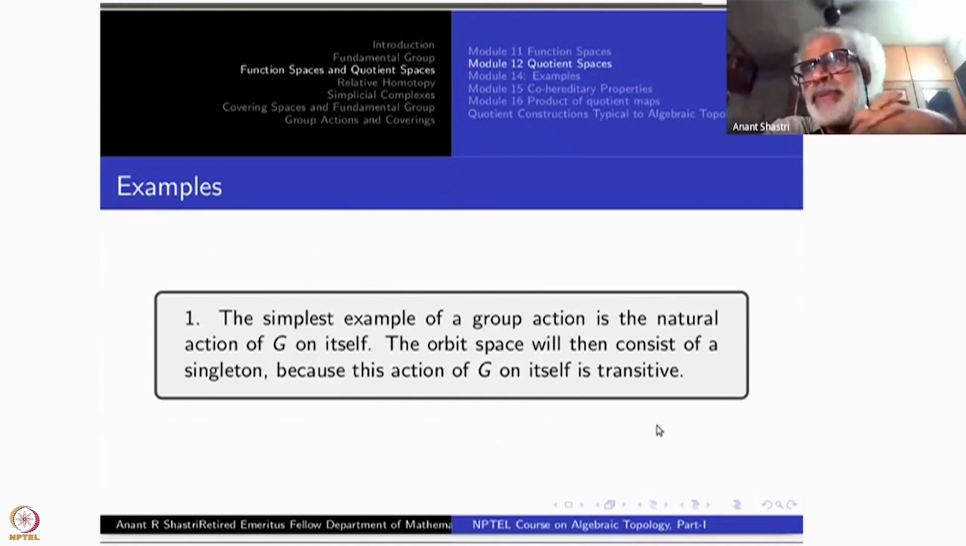Let us take some examples now. The simplest example of a group action is the natural action of G on itself, G acting on G, where G is a group. The orbit space will then consist of just one single element, because the action of G on G itself is transitive. If you have g and h, which element will bring g to h? h g inverse, operating upon g, will be h. That's all.